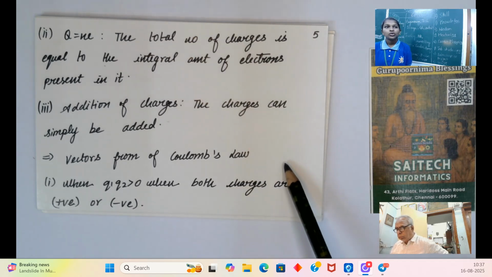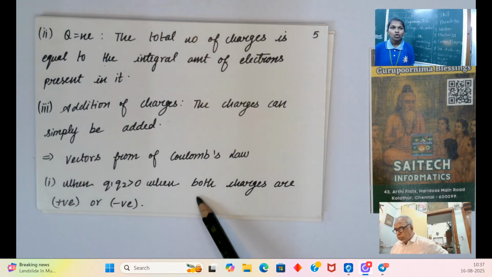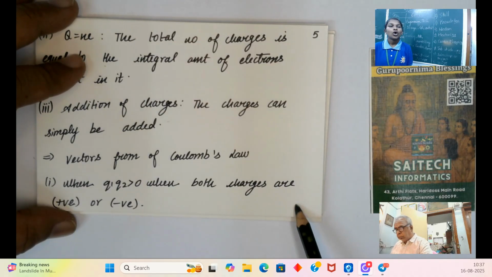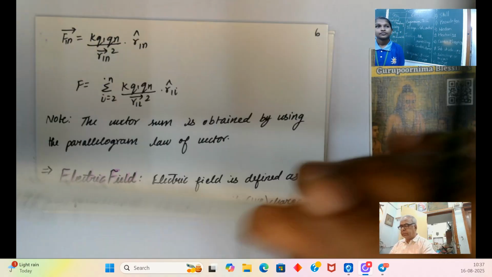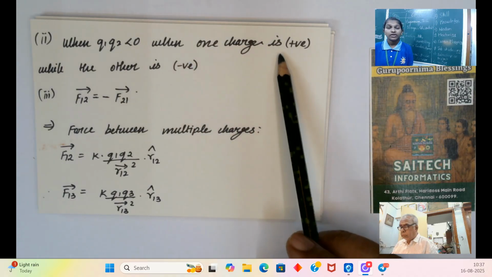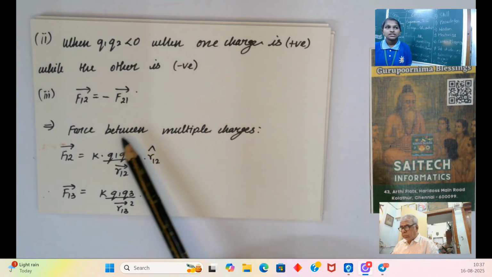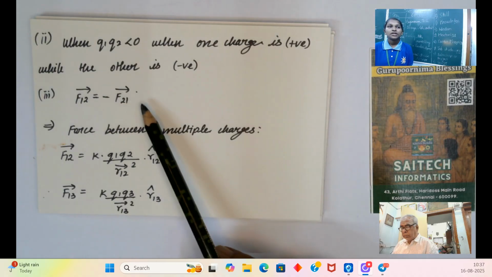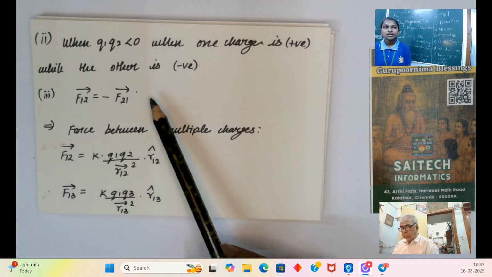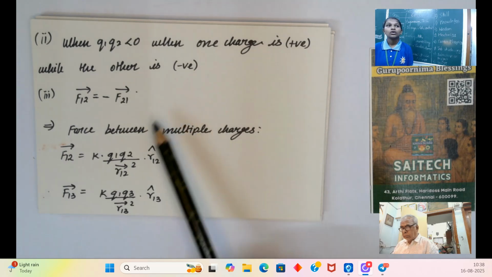Now we'll be seeing about the vector form of Coulomb's law. In vector form of Coulomb's law, when Q1 Q2 is greater than 0, both the charges can either be positive or negative. When Q1 Q2 is less than 0, one charge is positive while the other is negative. As we said before, it can also be represented as F12 vector is equal to minus F21 vector, which is Newton's third law.